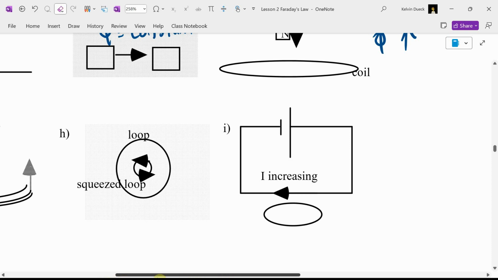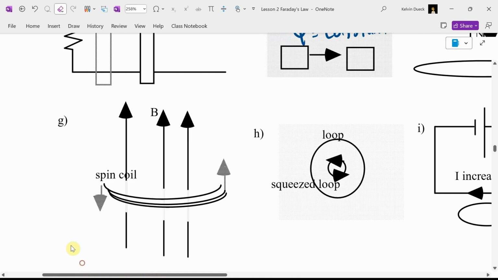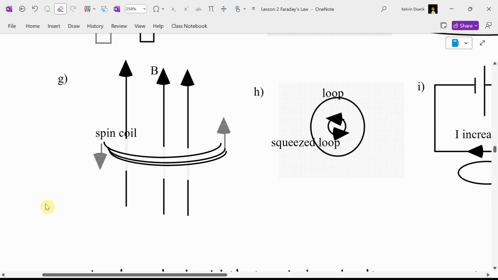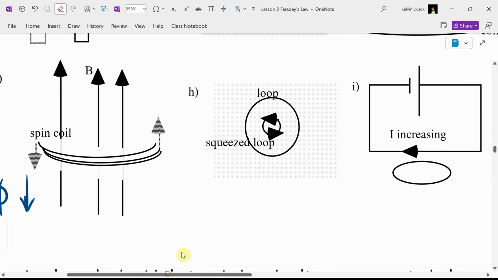What about if we spin the coil? What's going to happen here? Will the flux get bigger or will the flux get smaller? Because we're going from maximum to minimum, looking at the picture. So here, the flux would be decreasing. What about if we physically shrunk the area? Yeah.